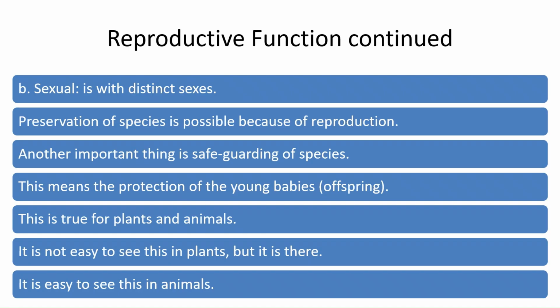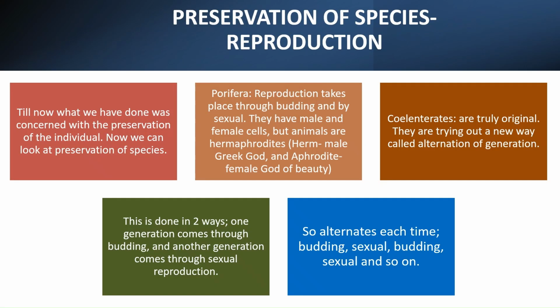Another important thing is safeguarding of species. This means the protection of the young babies or offsprings. This is true for plants and animals. It is not easy to see this in plants, but it is there. It is easy to see this in animals. Preservation of species, that is reproduction. Till now what we have done was concerned with the preservation of the individual. Now we can look at preservation of species.